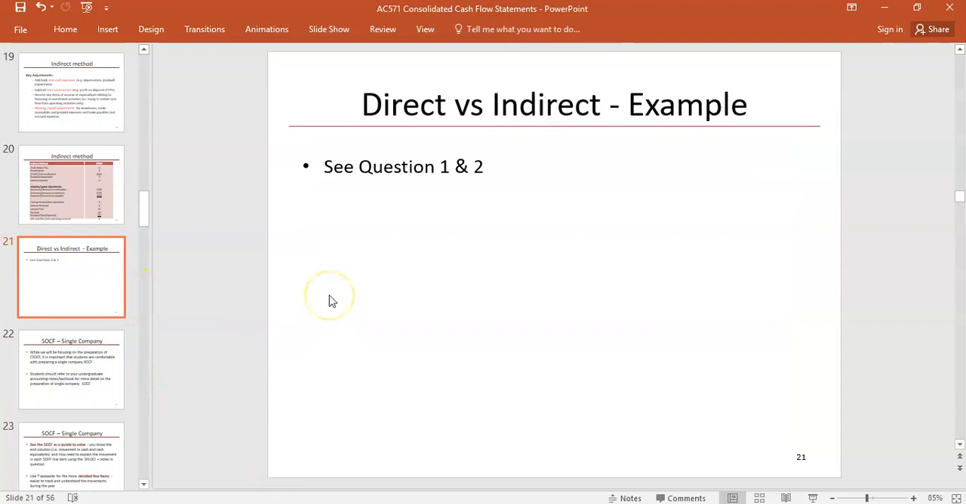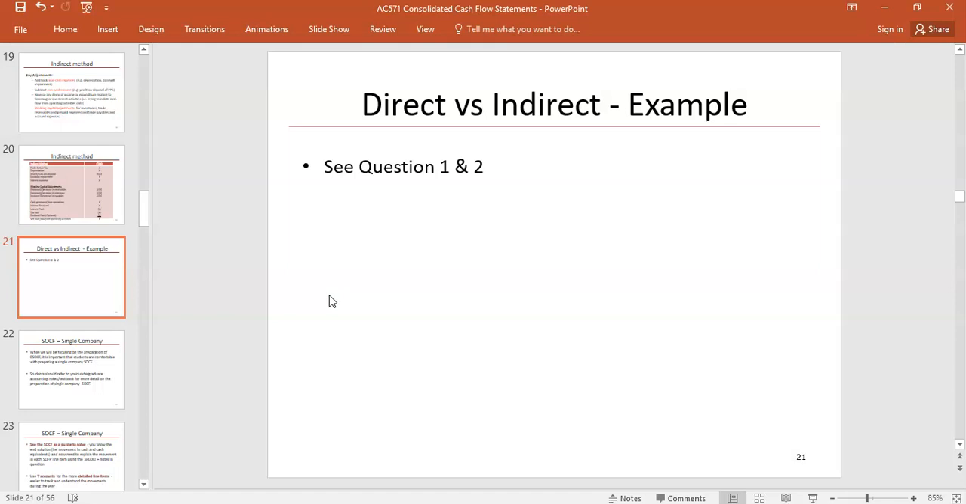So make sure you take a look at question 1 and question 2 now in the pack. They are individual statements of cash flow. There's a video up there for question 2. So pause it now, look at that video and come back. And just take the lectures in piecemeal bits, so you're not trying to do it all at the same time.